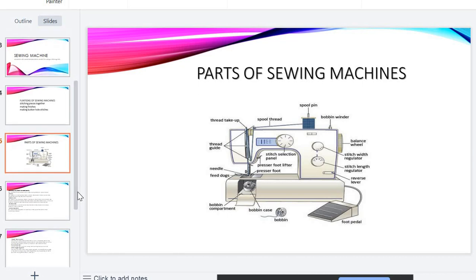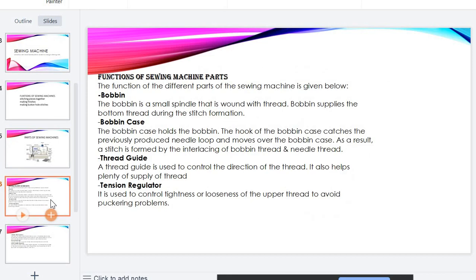Then we have the thread guide that is used to guide the thread as you are threading the machine. We have the bobbin case, the bobbin that is used to hold the lower thread of the machine. Then we have the stitch length regulator that is used to regulate the stitches that you are going to use as you are stitching. Here we have some examples of functions of sewing machine parts. We have talked about the bobbin. We have talked about the bobbin case. Can someone read for us about the thread guide?